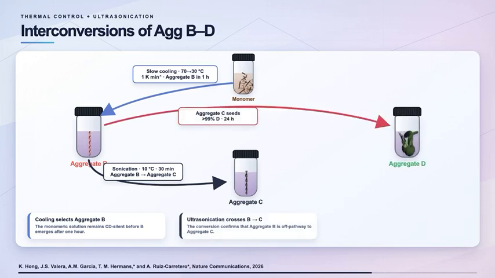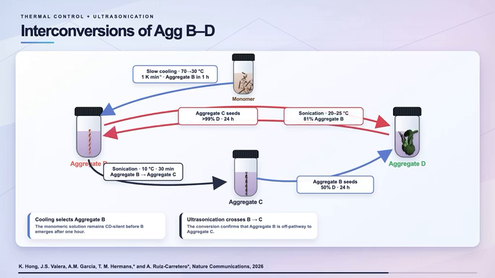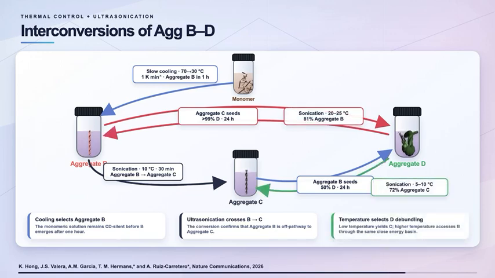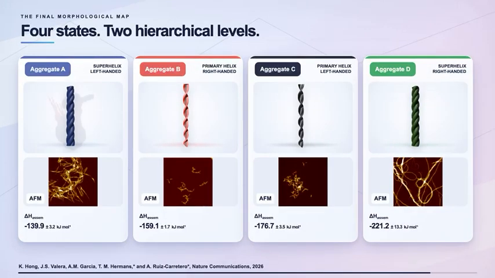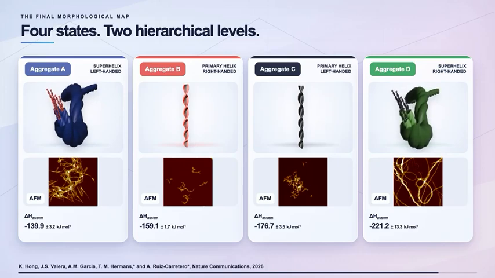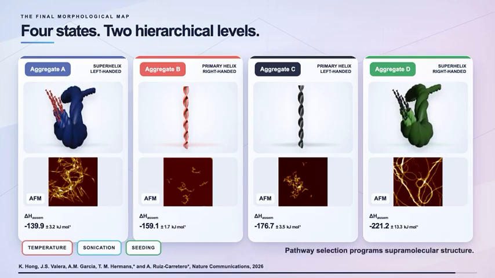Slow cooling yields B and sonication converts B to C. Controlled sonication of D produces C at low temperature or B at higher temperature, revealing a close energetic basin separated by kinetic barriers. Together, the 4 states span 2 hierarchical levels. A and D are superhelices, while B and C are primary helices. Temperature, mechanical input, and seeding program which pathway the same molecular scaffold follows.